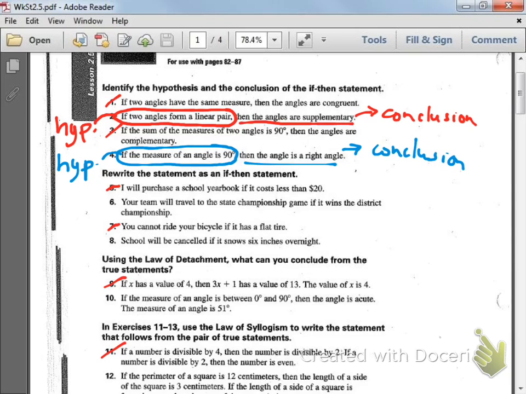All right. Skip 5, go to 6. The directions say write the statement as an if-then statement. So I need the word if, whatever has to happen first. Then I'm going to add the word then, and whatever happens next. Your team will travel to the state championship game if you win the district championship. Sorry, I was trying to read it too quick. So what has to happen first? If what? If your team.